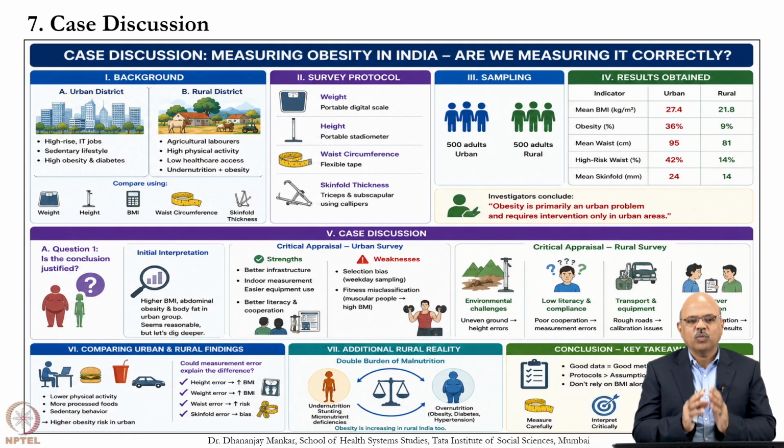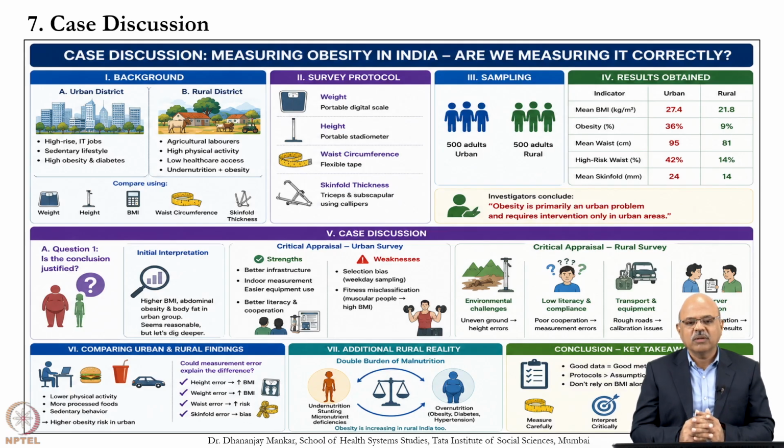Now this case raises one very important question: is this conclusion justified? Initial interpretation: higher BMI, abdominal obesity and body fat in the urban population seems reasonable, but let's go deeper. The strength is that in the urban survey, better infrastructure, indoor measurement and easier equipment are used, and better literacy and cooperation is there, so you will get a good survey over here.